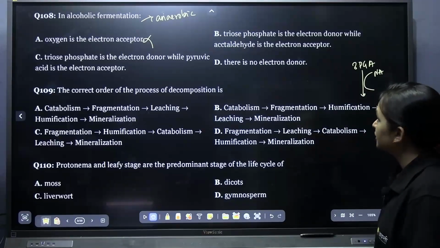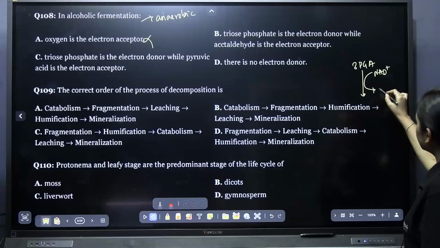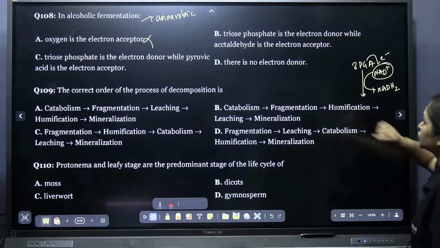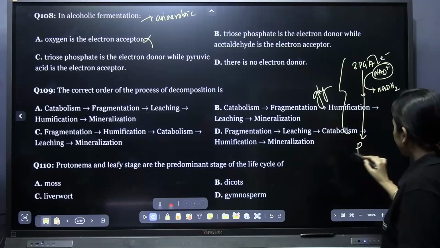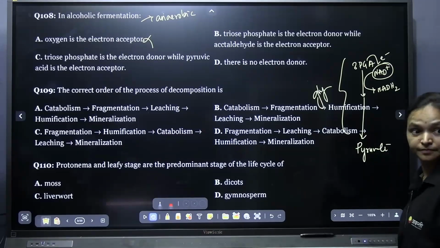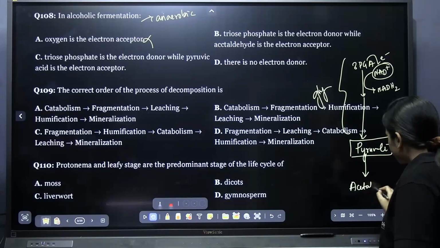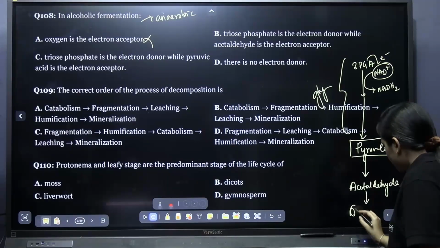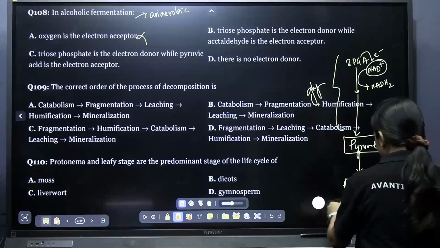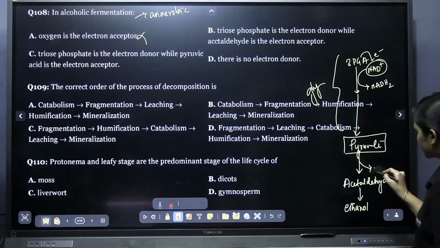Okay, alcoholic fermentation. Triose phosphate is electron donor, while the acetaldehyde is the electron acceptor. So here 3-PGA, NAD plus will be converted to NADH2. For NAD the 3-PGA will give the electron, so triose phosphate is electron donor. After that there is the process of glycolysis, and the end product here is pyruvate. The pyruvate will be converted into acetaldehyde first. Then acetaldehyde will be converted to ethanol, isn't it? Here carbon dioxide will be going out.